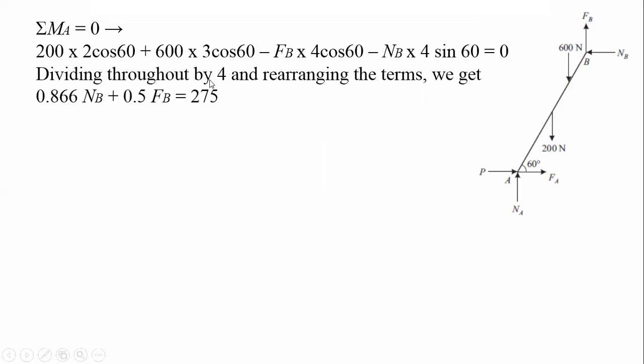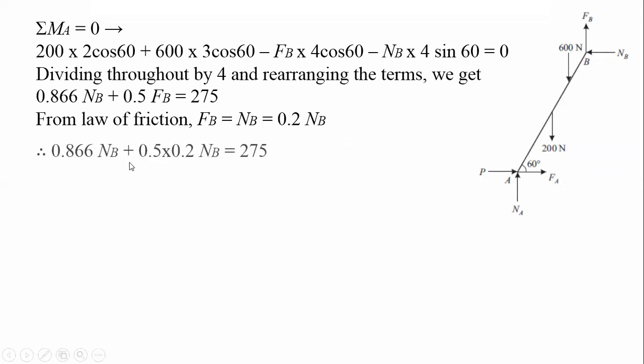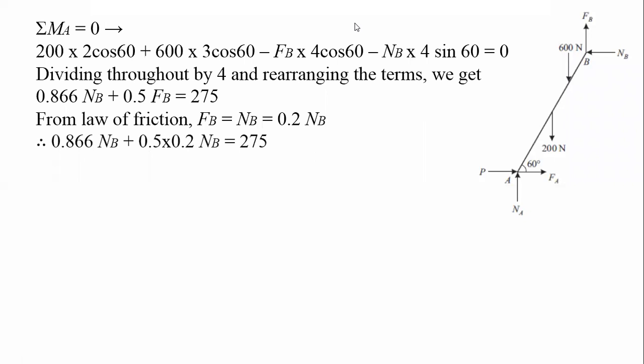Now dividing throughout by 4 and rearranging the terms, finally you will get one equation in the form of FB and NB, and that relation is 0.866 NB plus 0.5 FB is equal to 275. By applying the law of friction, as we know, the friction force FB is equal to mu into NB. Mu is 0.2 in this case, the value given. That's why FB is 0.2 NB. Again, put this value in the above equation.